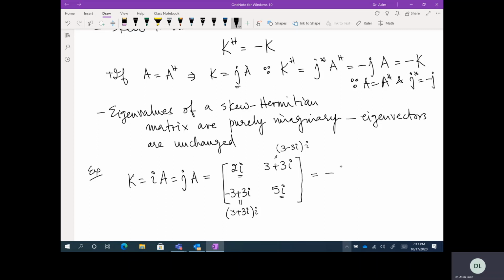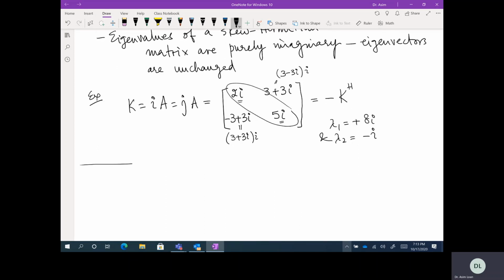And this, by the way, is minus K, that is K Hermitian. So if you take the conjugate transpose, this is simply the negative of this one. And the eigenvalues, you can check, lambda 1 is equal to 8i, and lambda 2 is equal to minus i. Again, the sum is 7i, and this would be again 7i.